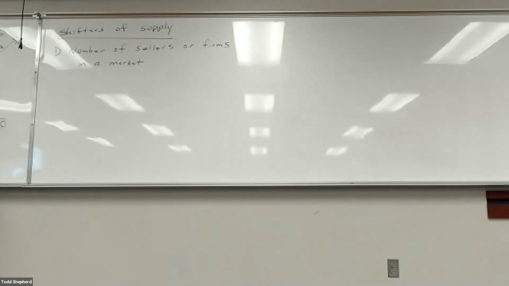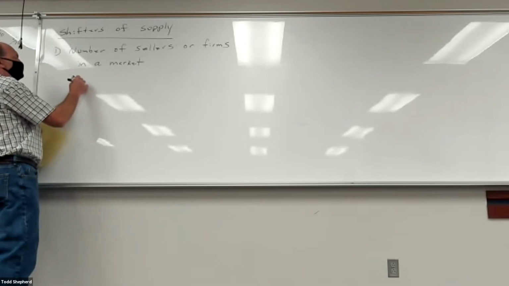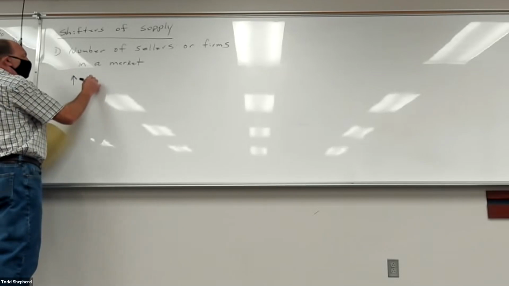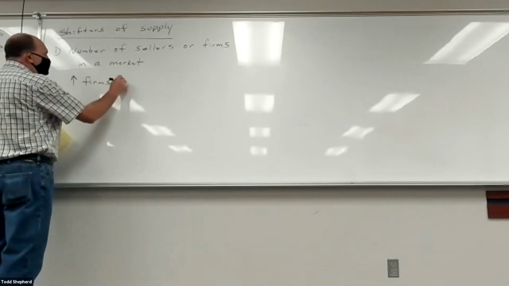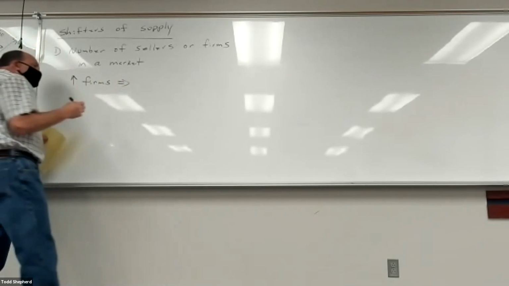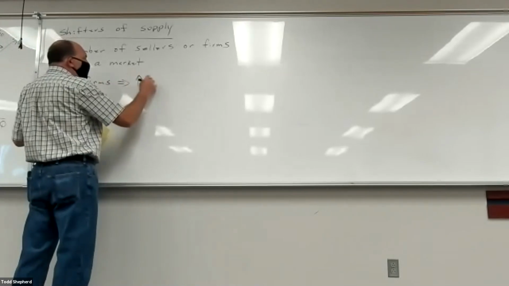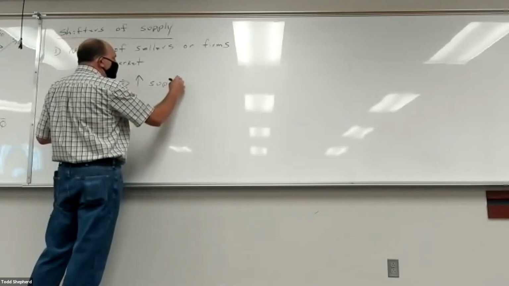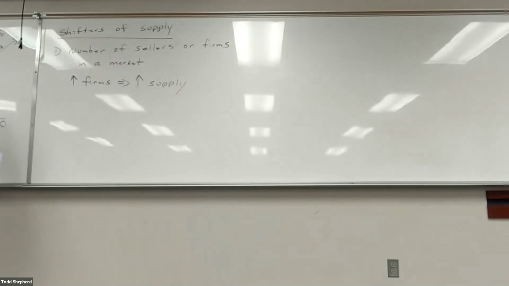The number of sellers or firms in a market. So we're talking about the actual physical number of businesses going in and selling those particular products. If you have an increase in the number of firms selling a particular product, then you would show that in your analysis as an increase in supply. So that supply curve would shift out into the right.